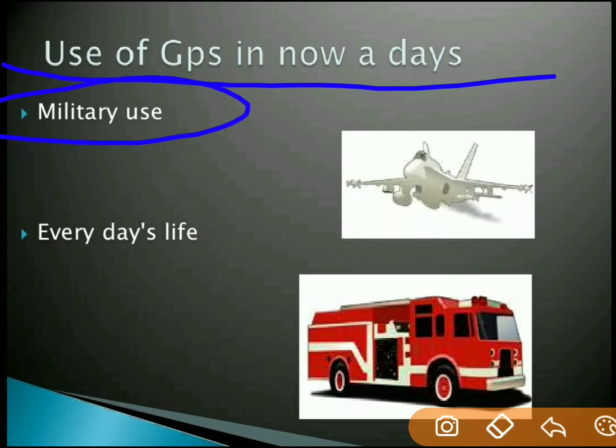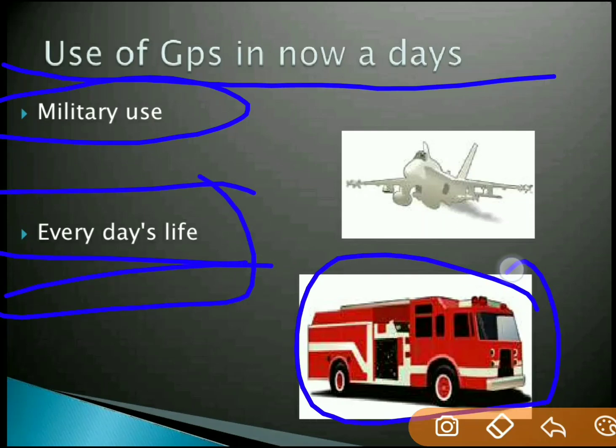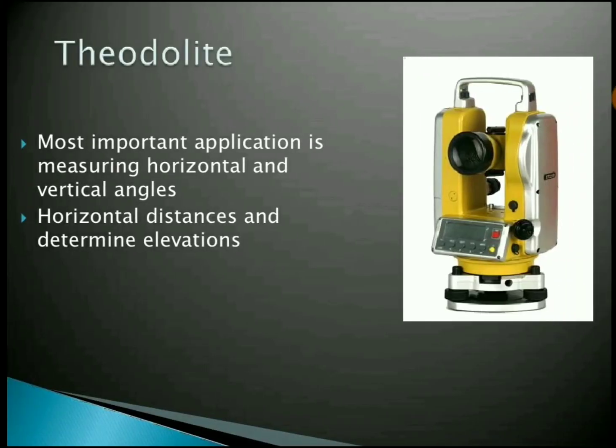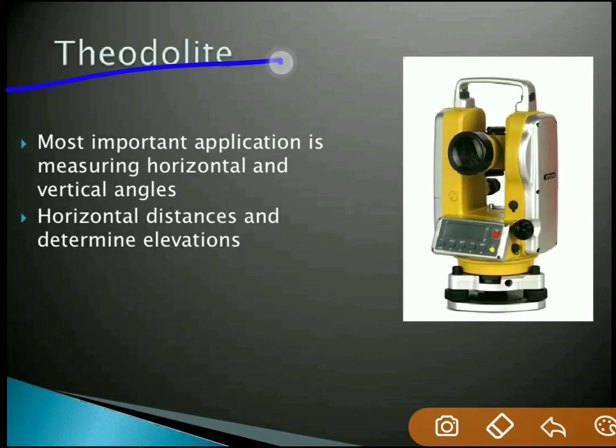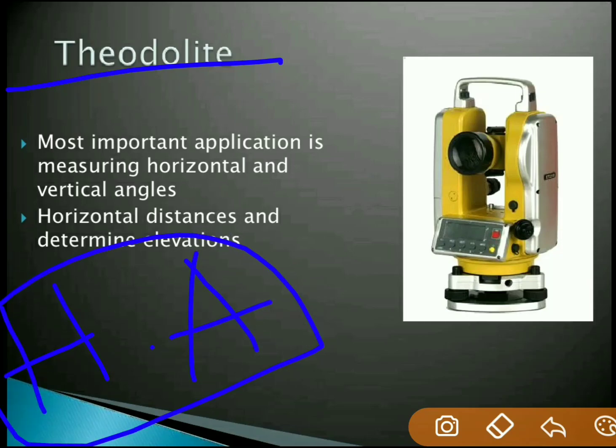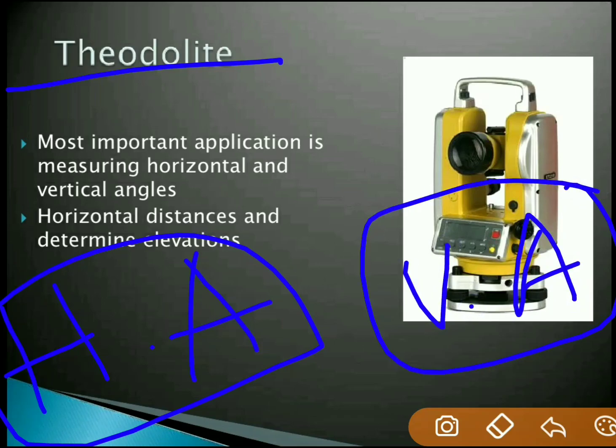We are using it for military purposes, and also in everyday life, to operate vehicles. Next instrument is the theodolite. What is the use of the theodolite? First we have to know. We are using the theodolite for calculating the horizontal distance and for calculating the vertical distance.